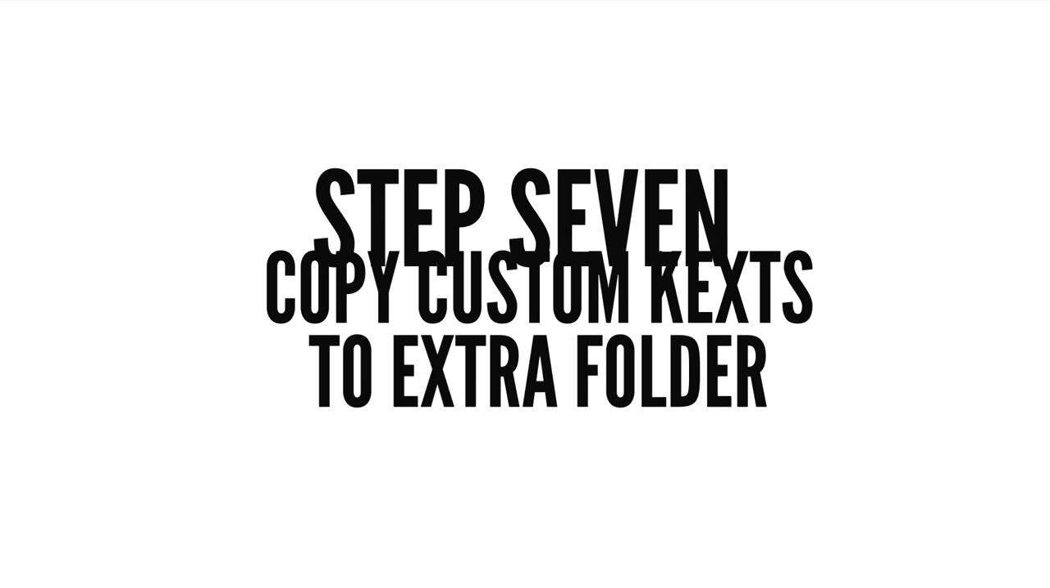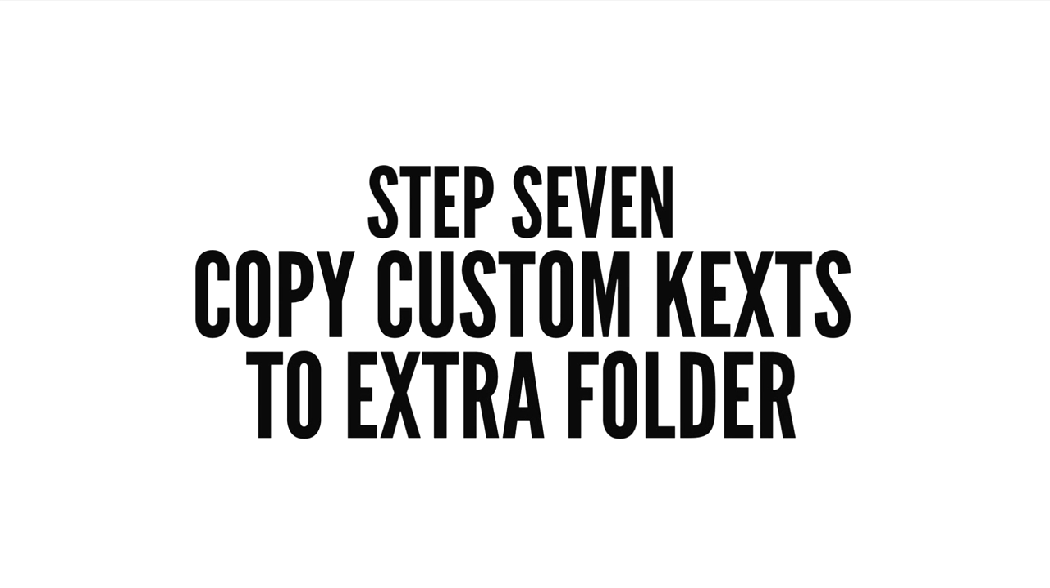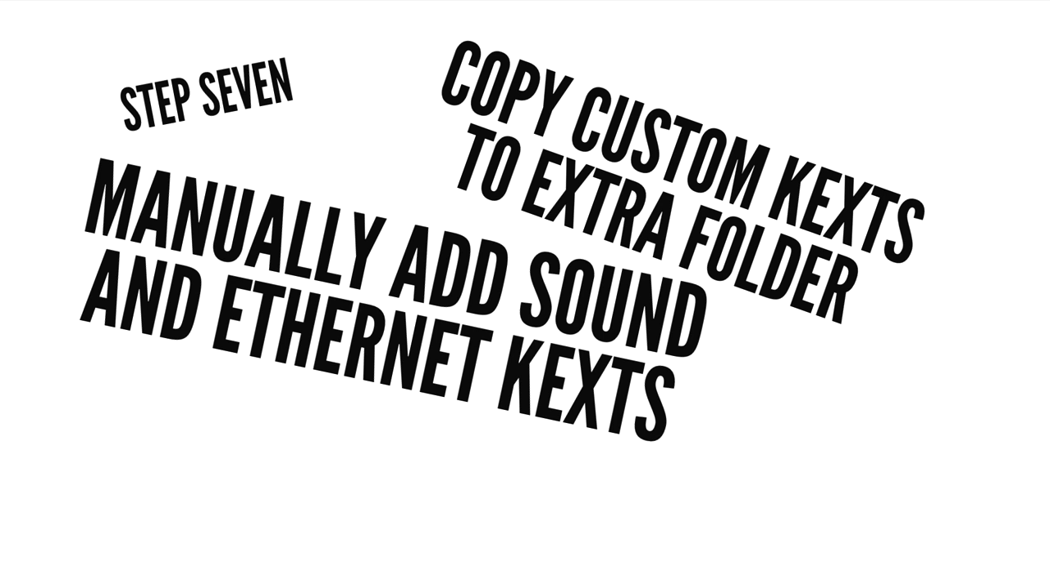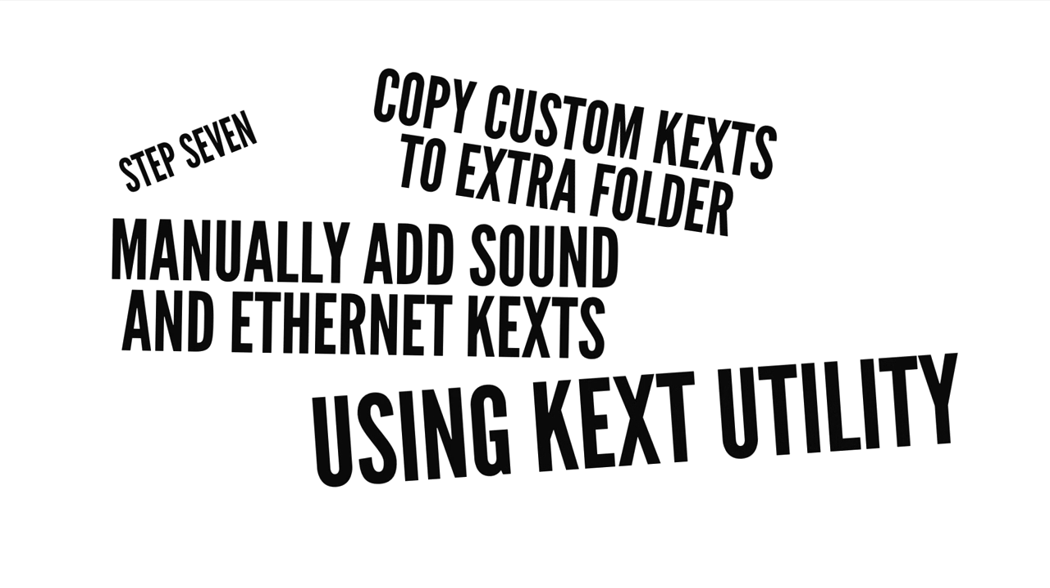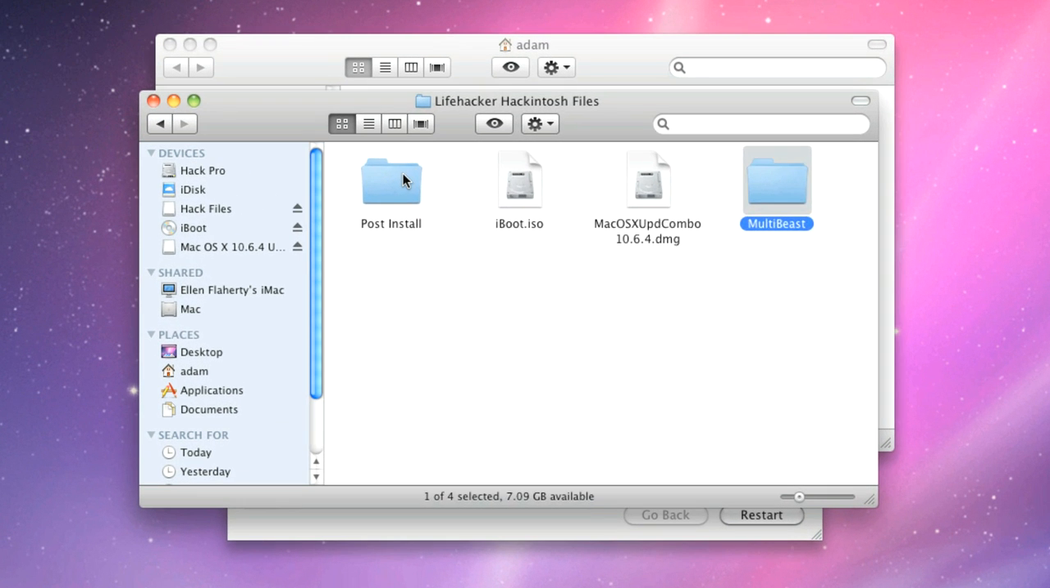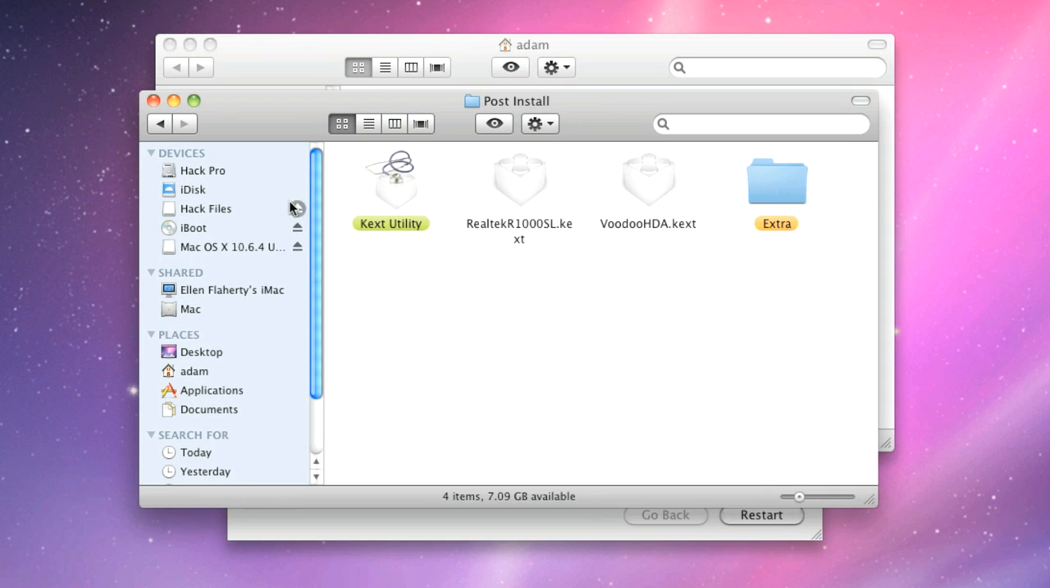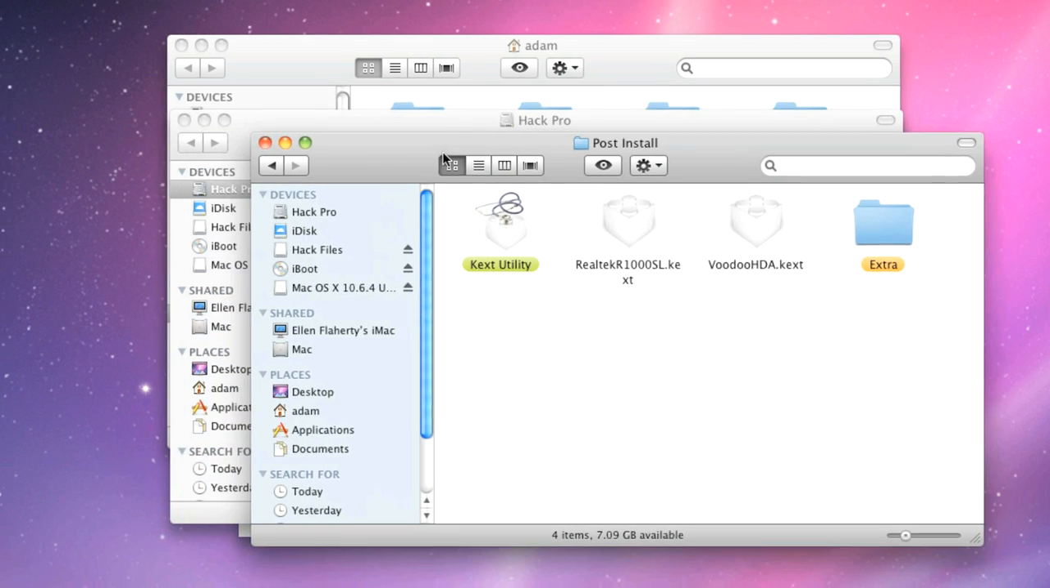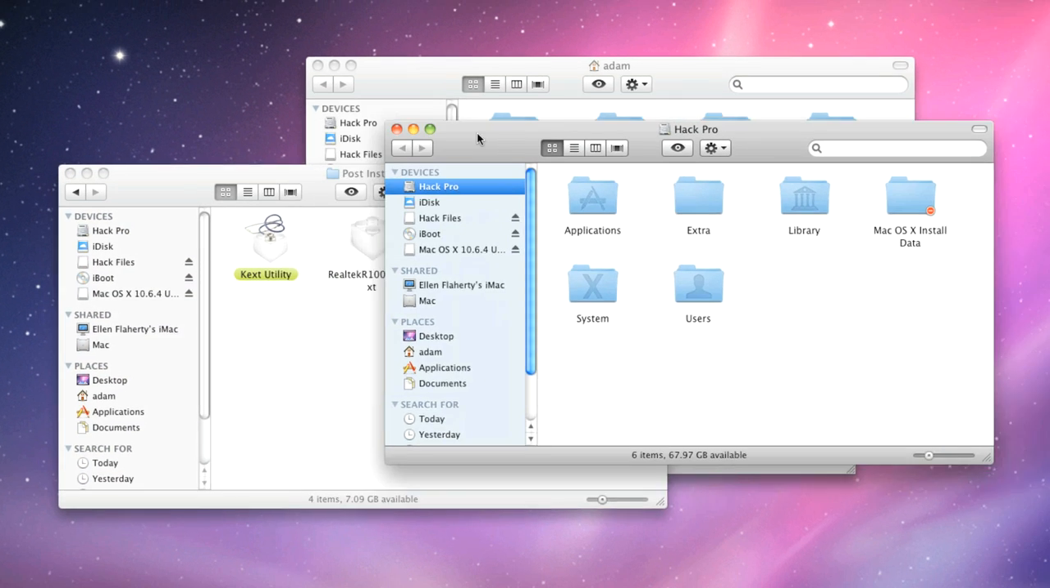Step 7. Copy custom KEXTs to the Extra folder, and manually add sound and Ethernet KEXTs using KEXT Utility. Now it's time to use those other files you downloaded earlier. So jump into the folder named Post Install and open the folder named Extra Extensions.